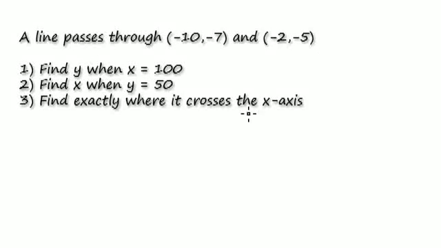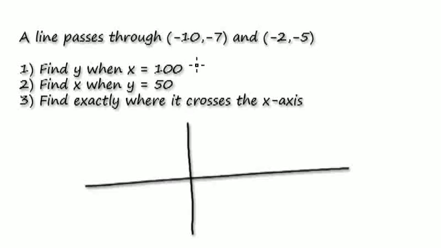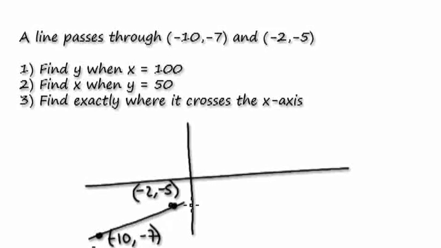So here, when you're doing this, try and sketch the graph just so that you can get a rough idea of what's going on. So here, minus 10 somewhere down here, minus 7. Let's guess it to be here. Okay, so this is minus 10, comma minus 7. Then sketch this bit here, minus 2, minus 5. I'm going to guess somewhere around here. Okay, so now just draw a straight line.